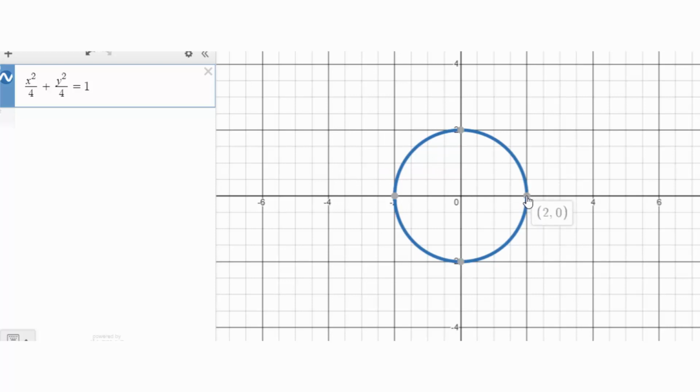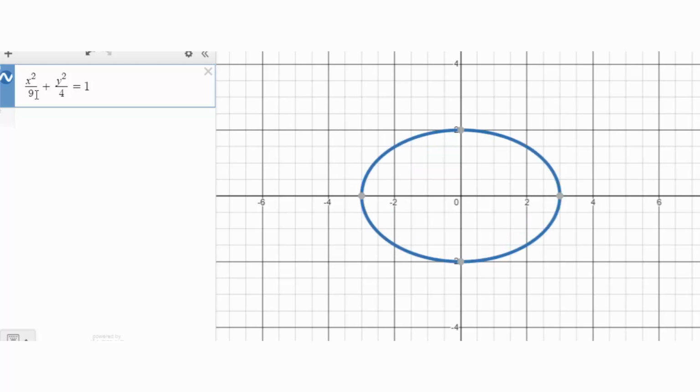So there's an x-intercept of 2, 0, and an x-intercept of negative 2, 0. What happens if we change the denominator on the x squared to, say, 9? Then the circle gets warped into an oval shape, and it's warped horizontally. This x-intercept is now at 3, 0, and this x-intercept is now at negative 3, 0.